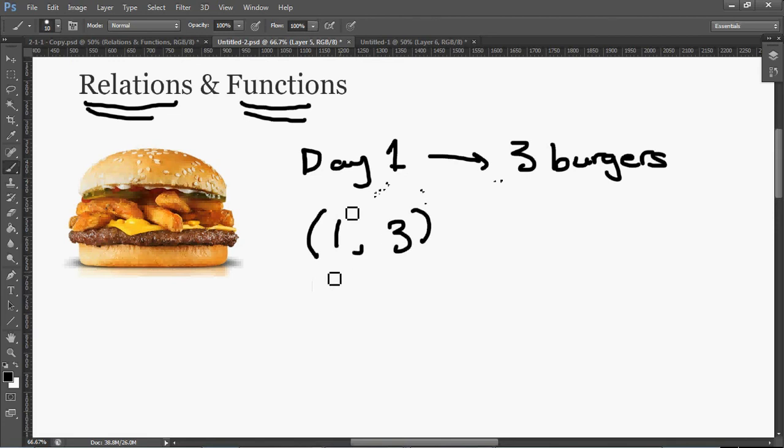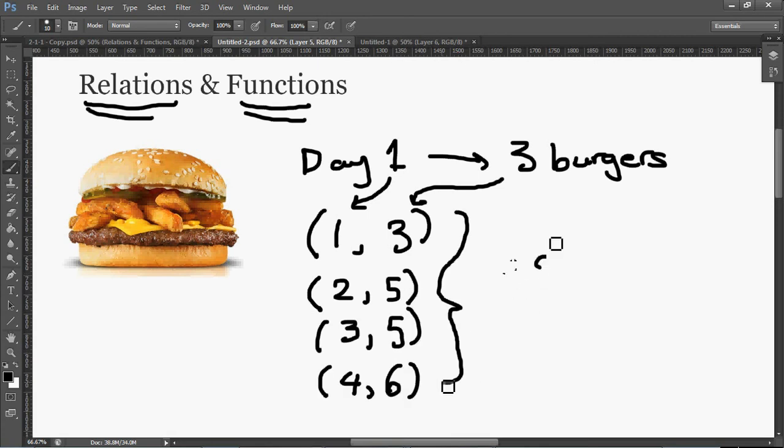And so let's say on day 2, I sell 5 burgers. And let's say on day 3, I sell 5 burgers again. And on day 4, I manage to sell 6 burgers. And so these right here, these are actually known as the ordered pairs that represent this relation. And this relation is the relation between the days and the number of burgers sold. And that's basically it. That's what an ordered pair is.